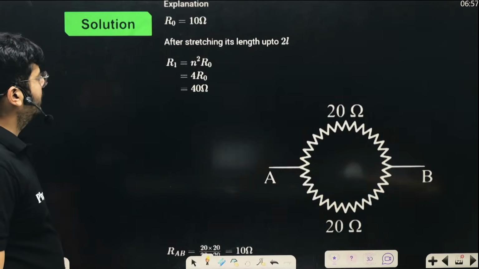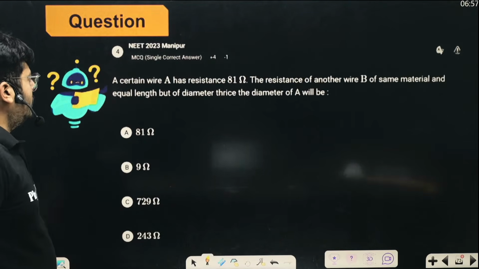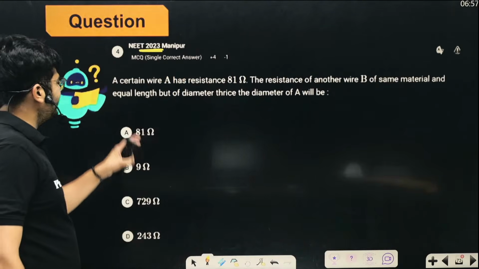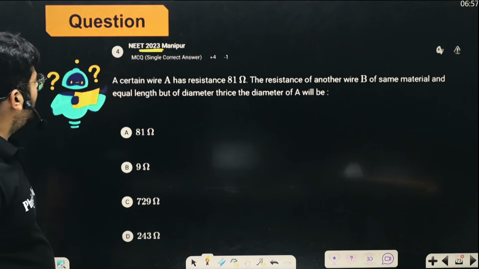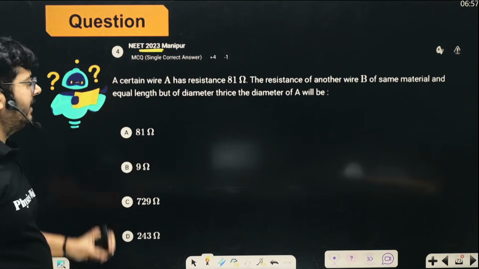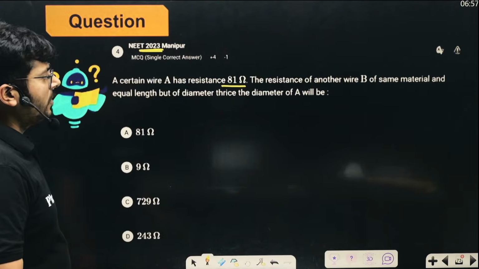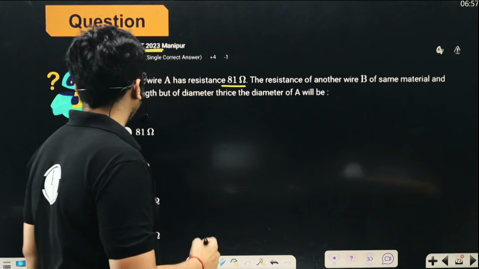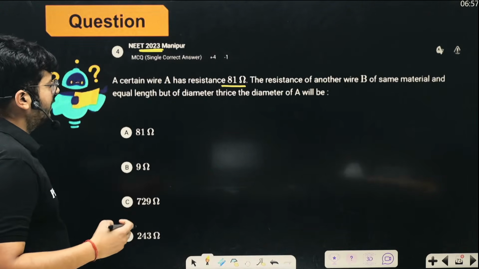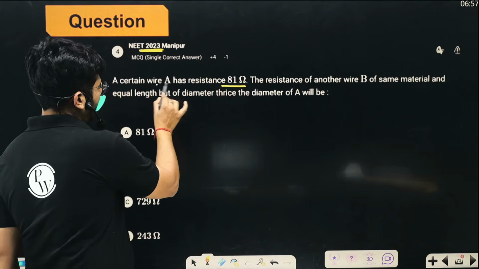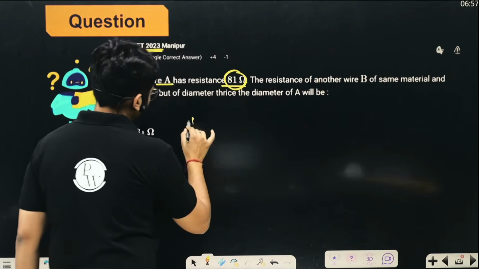Very good numerical. Look into this question. It was asked in the year 2023, right? The question is saying that a certain wire A has a resistance of 81 ohm. The resistance of another wire B of same material and equal length but of diameter thrice of the diameter of A will be. Okay, so the certain wire A has a resistance of 81 ohm.